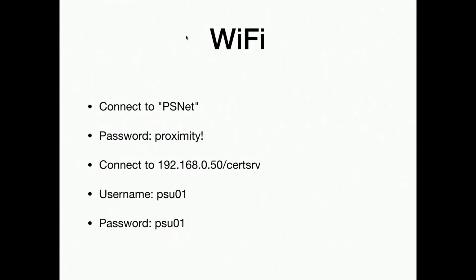Now connect up to 192.168.0.50/cert-srv. This is the Microsoft Web CA. And you'll be wowed by the HTML you get back. Raise your hand when you actually connect up, so I know somebody's got this working.